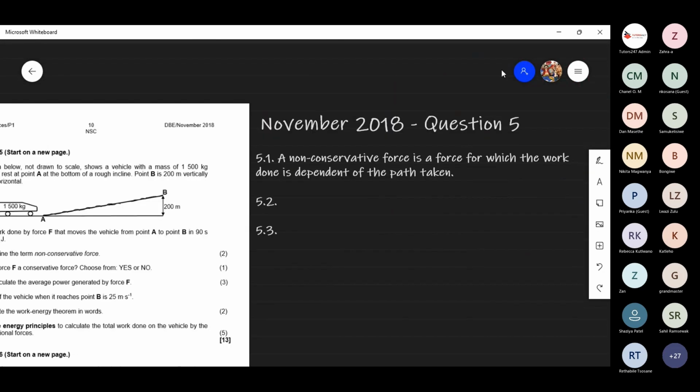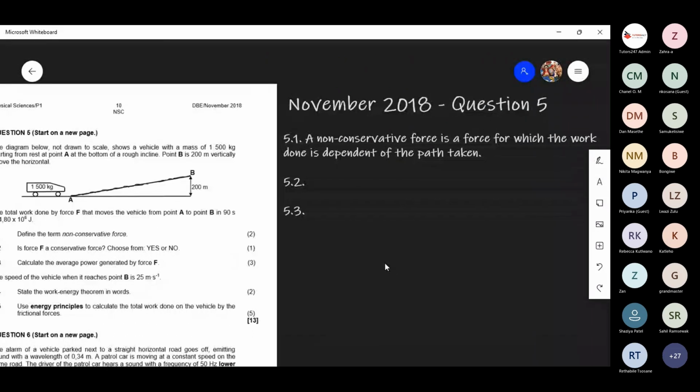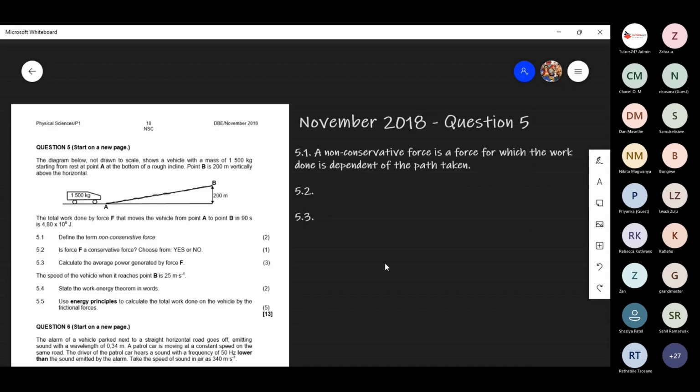Let's have a look at some past paper questions. I'm not really going to go through the definitions. What I'm going to do is just look at the calculation parts of it. The definitions are already up there in case you've forgotten.